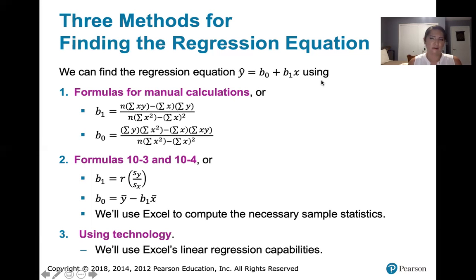But I want you to know that b sub 0 and b sub 1 depend on the data. And if you say, how do they depend on the data? This is how they depend on the data. Or alternatively, you can say, this is how they depend on the data. Okay, so we know we have these three methods. Provided the requirements are met, we can use these three methods to find our regression equation.